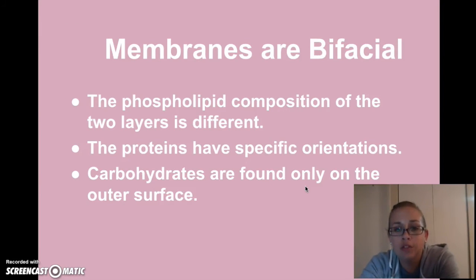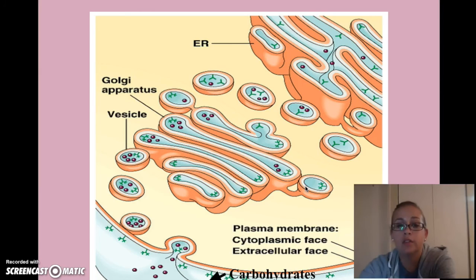All right, something else that we want to talk about really quickly is that membranes are bifacial. So what that means is that they actually have an inside and an outside. So the phospholipid composition of the two layers is different. And proteins will have a specific orientation within the membrane. So they actually have a side that's supposed to face the outside of the cell towards the extracellular matrix, and a side that's supposed to face inside towards the cytoplasm. And we are actually going to look at a way to tell which way is which, and that is by looking at where the carbohydrates are. So the carbohydrates are going to be found only on the outer surface of the cell.